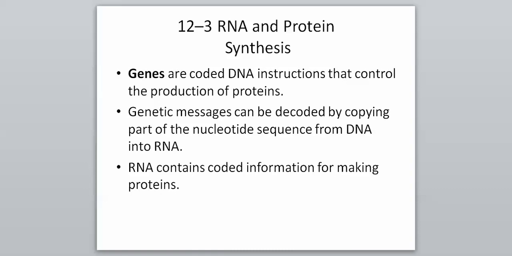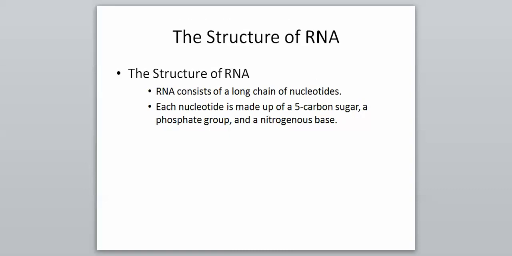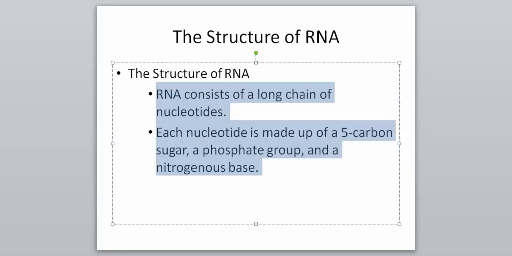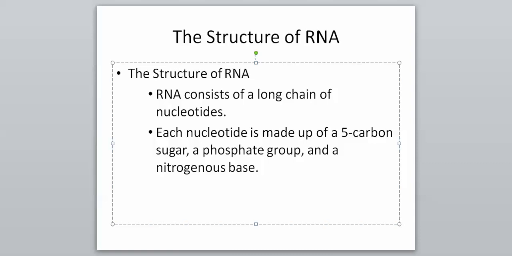Now we're going to look at the structure of RNA to start. It looks a lot like the structure of DNA. It consists of a long chain of nucleotides. Again, nucleotides are the building blocks for DNA, and they're also the building blocks for RNA. Each nucleotide is made up of a 5-carbon sugar, a phosphate group, and a nitrogenous base. So that is identical to the structure of DNA, just when we look at it from that point of view.